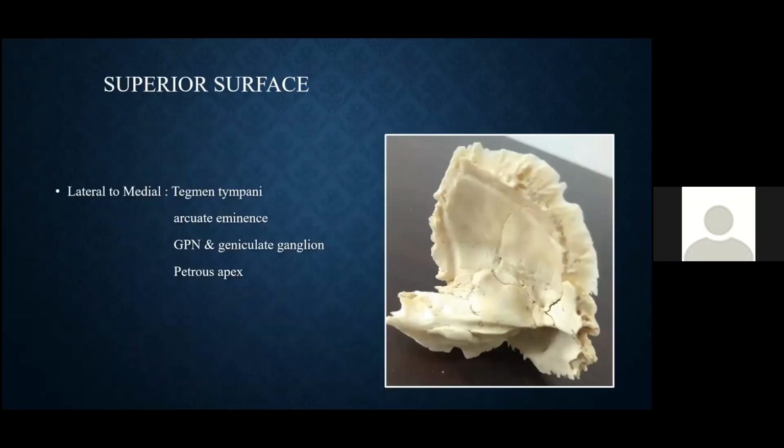Okay, next is the superior surface. The superior surface of the temporal bone is formed mainly by the anterior superior surface of the petrous bone, as well as the horizontal part of the squamous temporal bone. A lot of important structures are seen, which we'll study. From the lateral part, we can start with the tegmen tympani. And from the tegmen tympani, further medially lies the arcuate eminence, which is the projection of the superior semicircular canal. And along the anterior border, a very important hiatus, the facial hiatus, and a groove for the greater petrosal nerve is seen. And furthermore medially is the petrous apex.